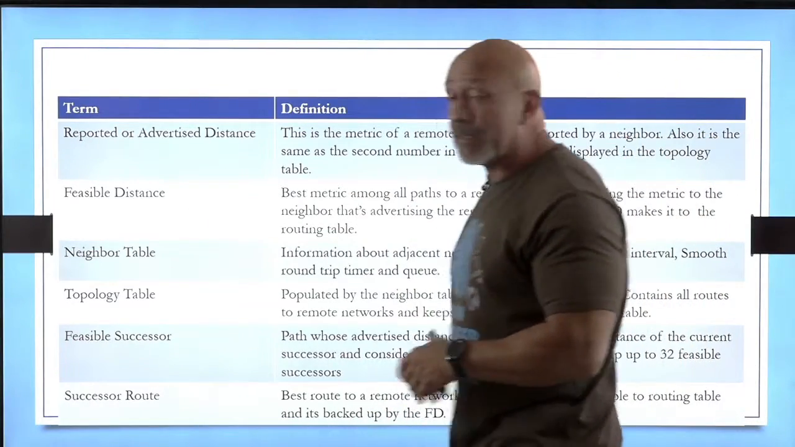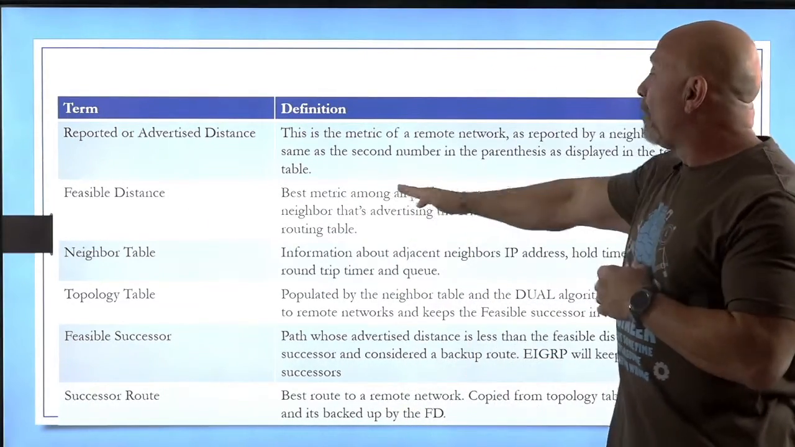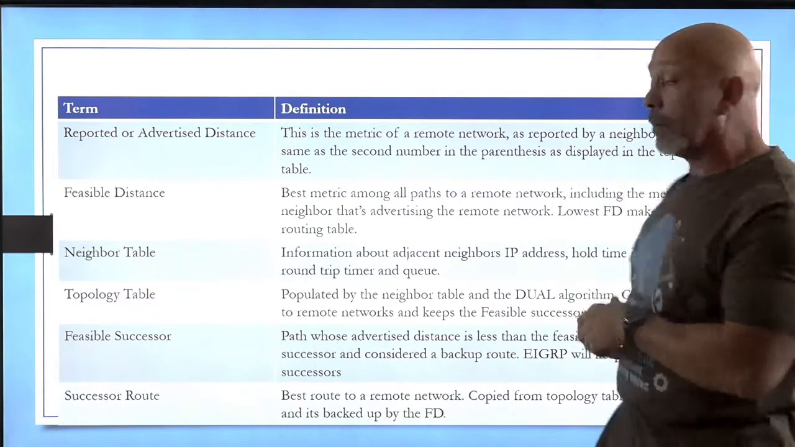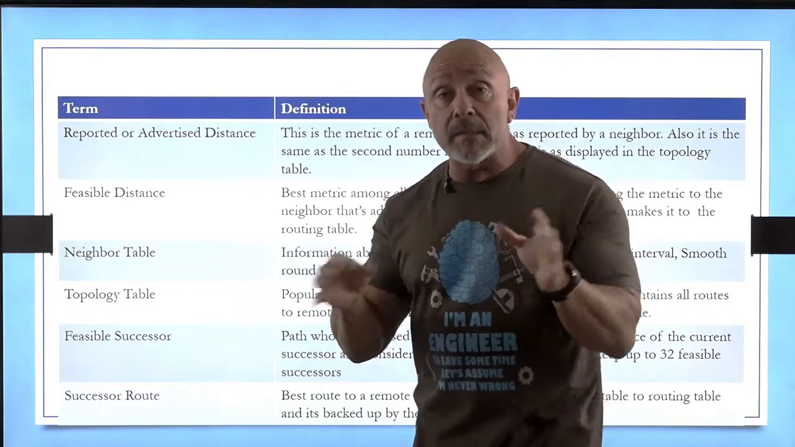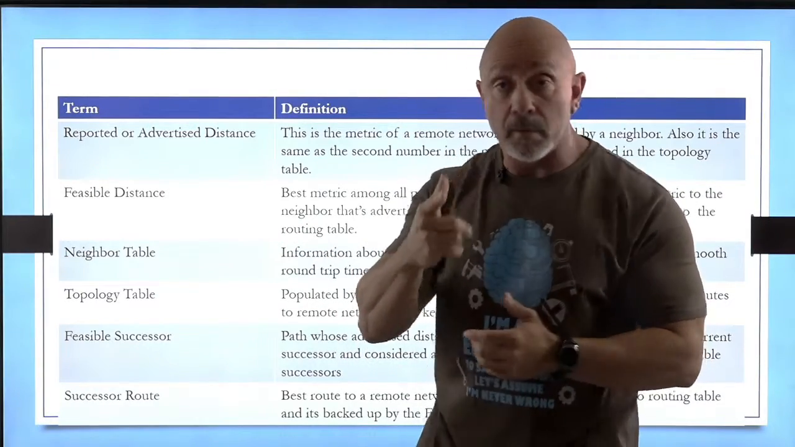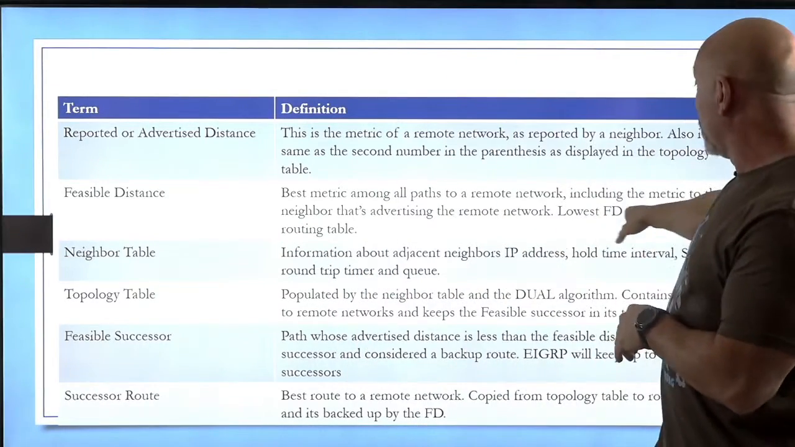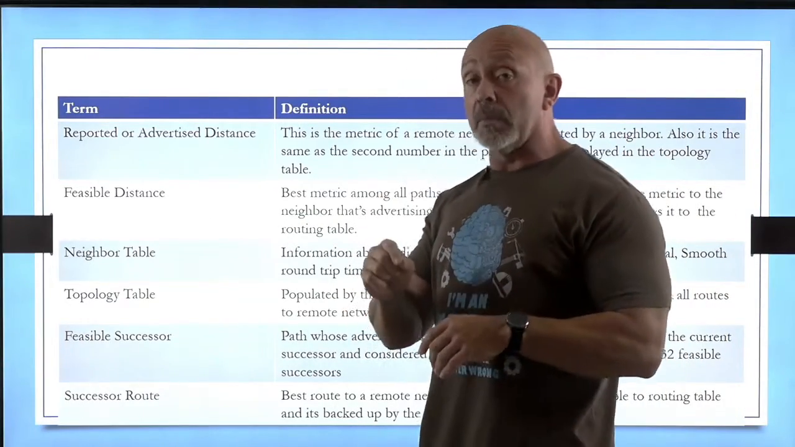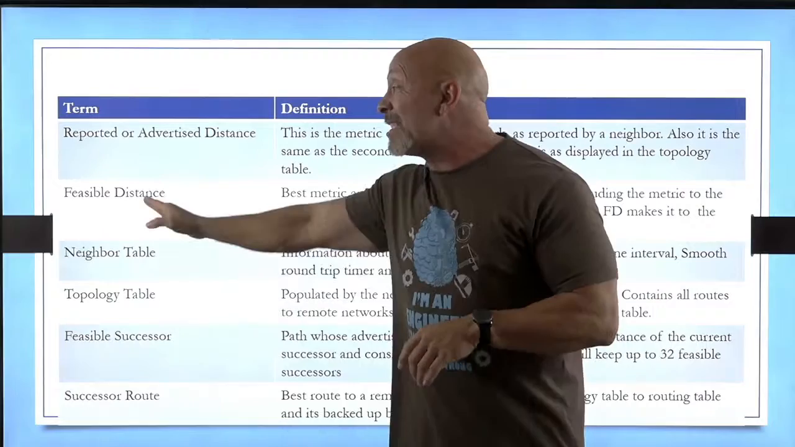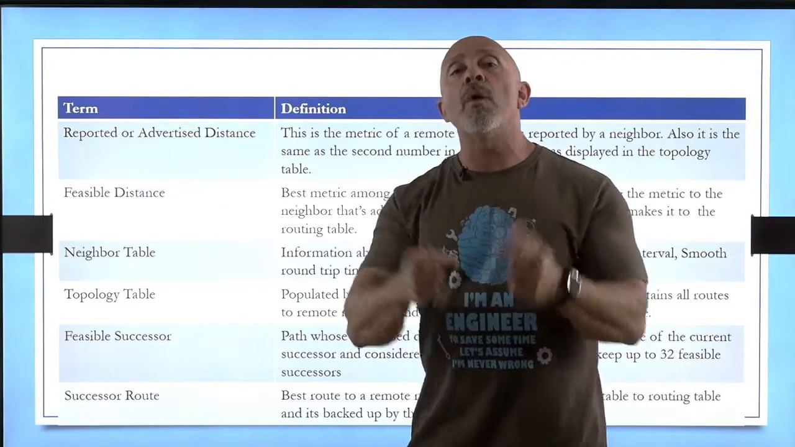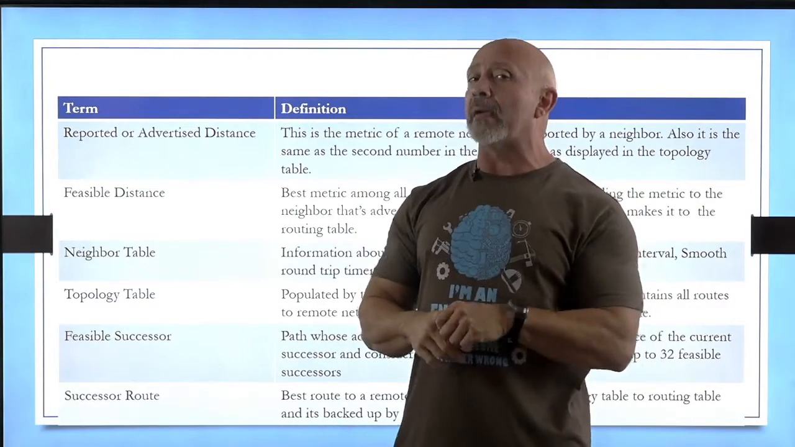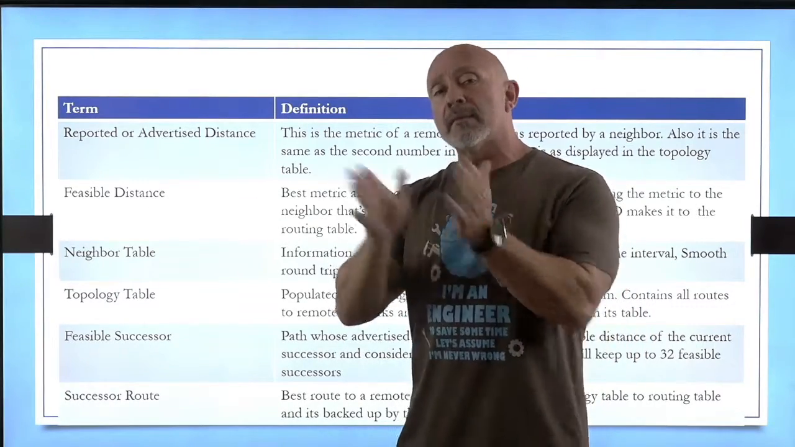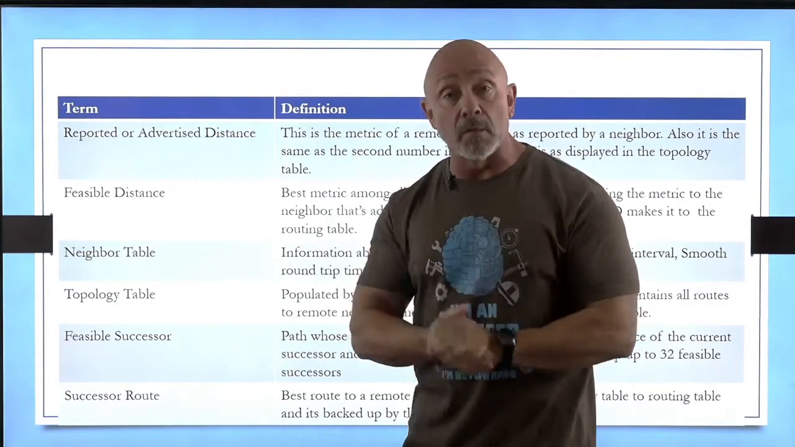The feasible distance, this is important, is the best metric of all paths to a remote network. So the lowest feasible distance is the one that makes it to the routing table, and that's what it says right here: lowest FD makes it to the routing table. When you're looking at the topology table, you see the feasible distance. That is the one that it calculated, and how does it calculate? We're going to learn that in a second. That's the one that tells you, hey, this is the way we're going to go, and that's why it makes it to the routing table.